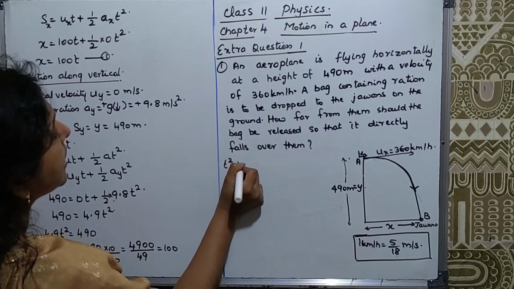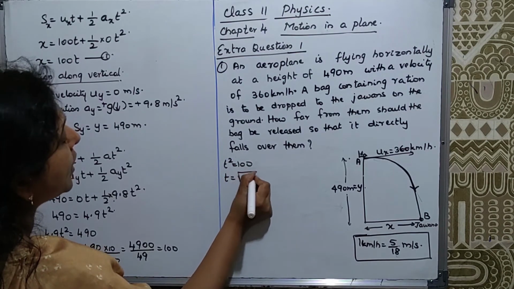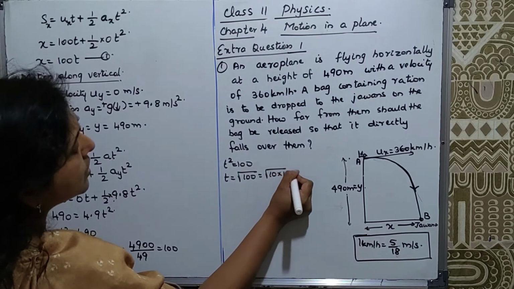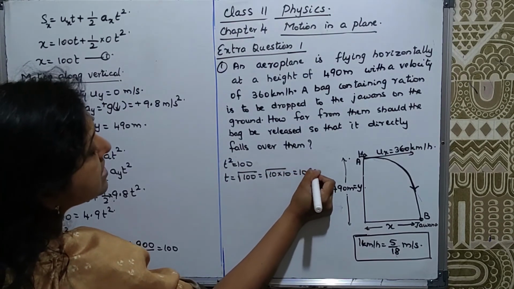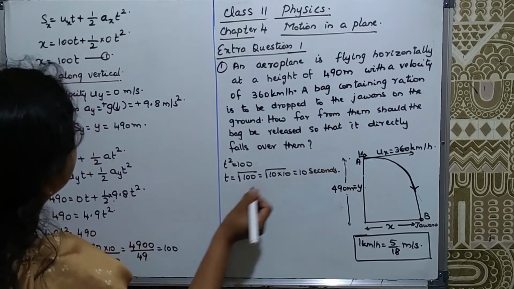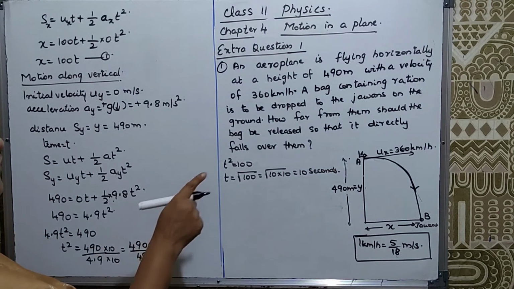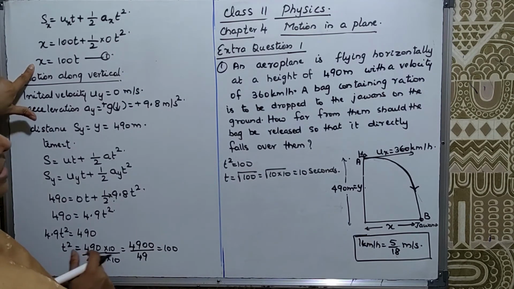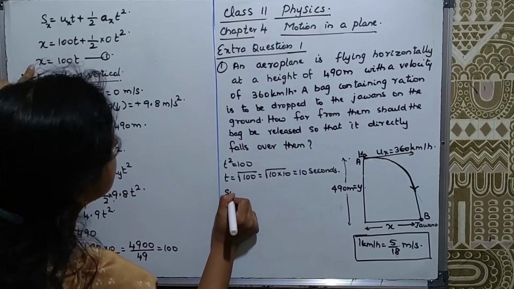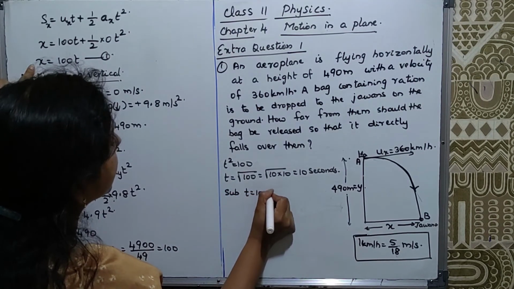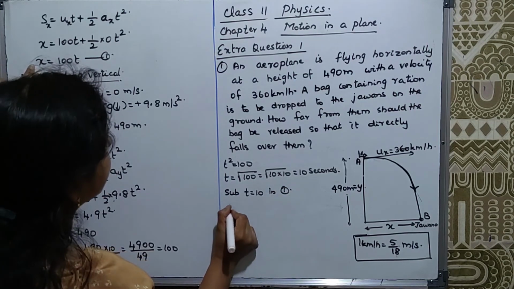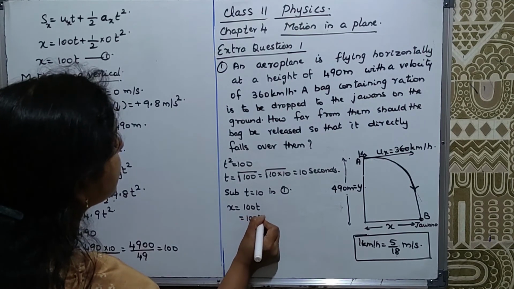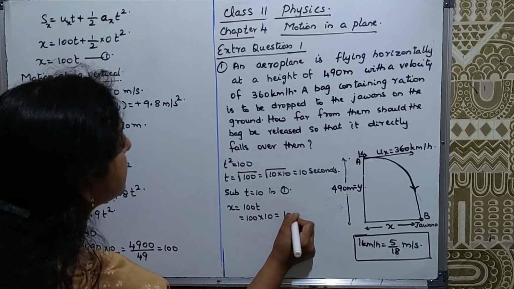If t squared is 100, what will be t? t equals square root of 100. Square root of 100, either you do prime factorization or 10 into 10, equal to 10 seconds. That was the time taken. But we want to find out how far from them should the bag be released, means the distance x. So here, substitute t equal to 10 in equation number 1. So you'll get x equal to 100t, that is equal to 100 into 10 equal to 1000 meter.